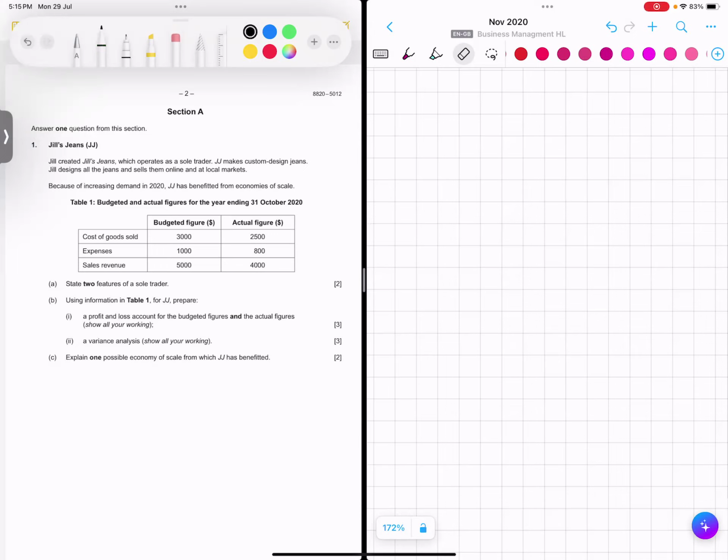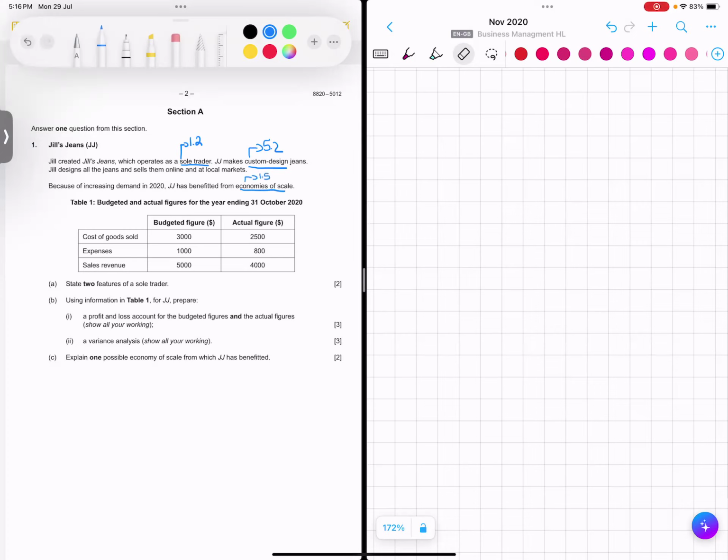So our case is actually called Jill's Jeans, right? Jill created Jill's Jeans, which operates as a sole trader. This is a keyword in our syllabus. It's in section 1.2. I think I'm just going to tell you guys the section so you can review later. Maybe it's easier for you. Makes custom jeans. So this is actually in 5.2, the types of production. Jill designs all the jeans and sells them online and in local markets. Because of increasing demand in 2020, JJ has benefited from economies of scale. So this is also in our syllabus, section 1.5.